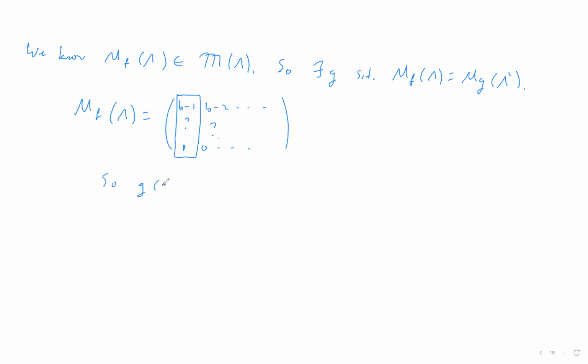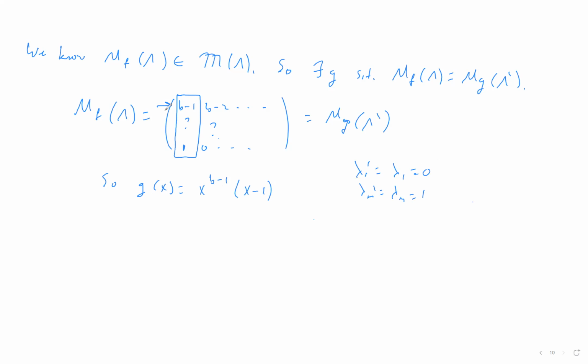So g of x is equal to x to the b minus 1 times x minus 1, up to a constant. Here we're using the fact that lambda 1 prime is equal to lambda 1 is equal to 0, and lambda m prime is equal to lambda m is equal to 1, right? So we know that this is equal to mg of lambda prime, and using this, we can just read off the roots of g using this first column.